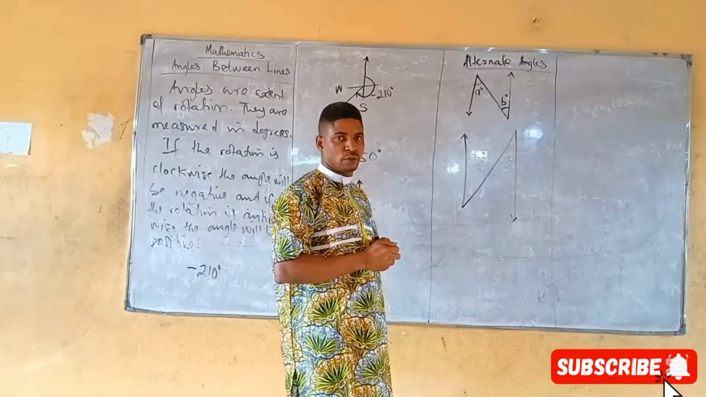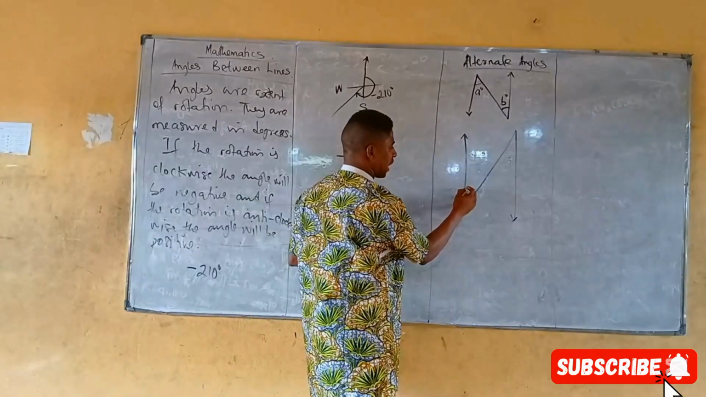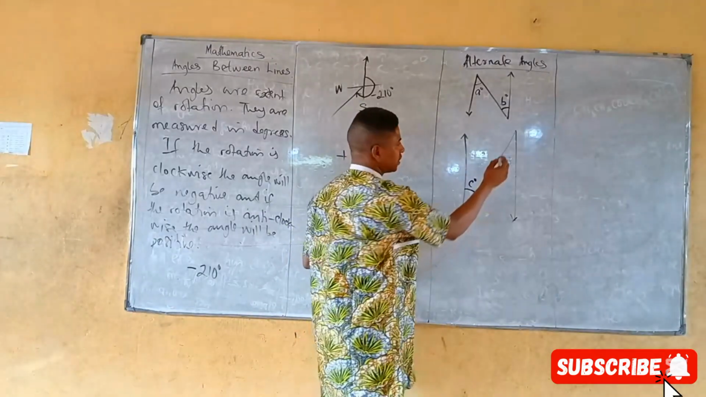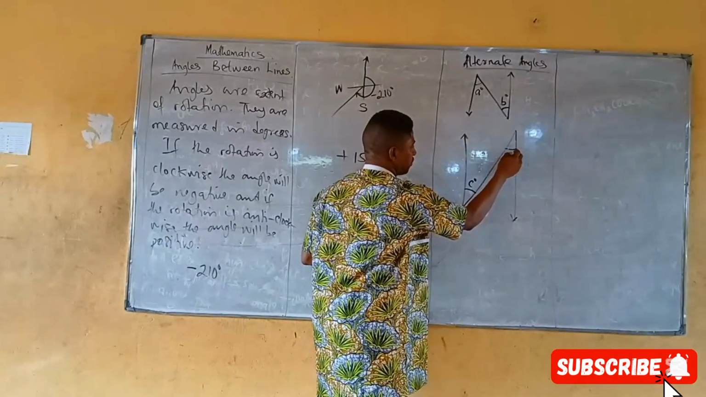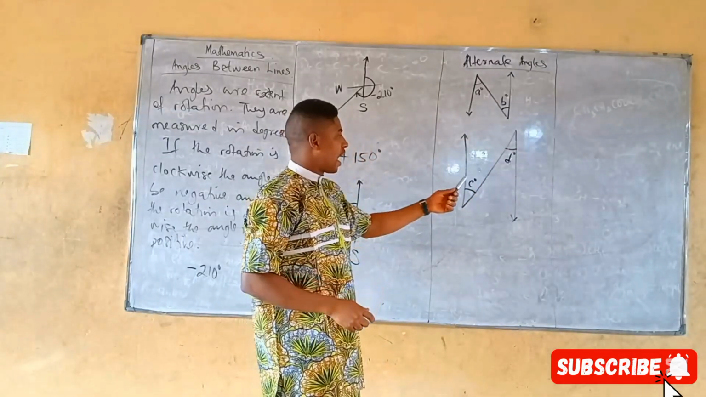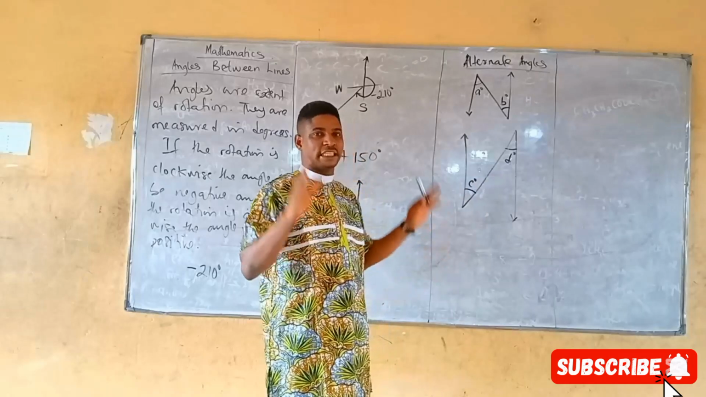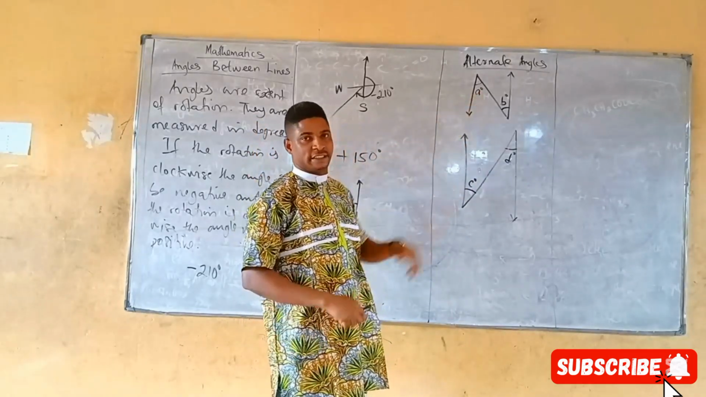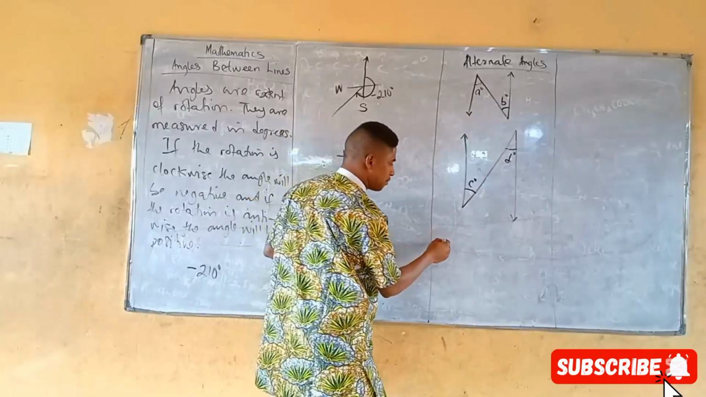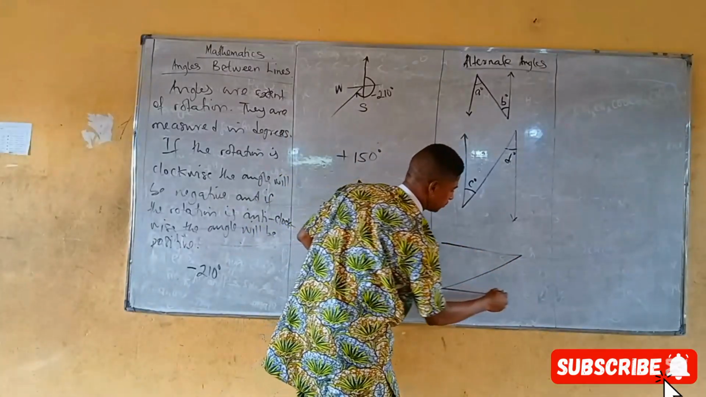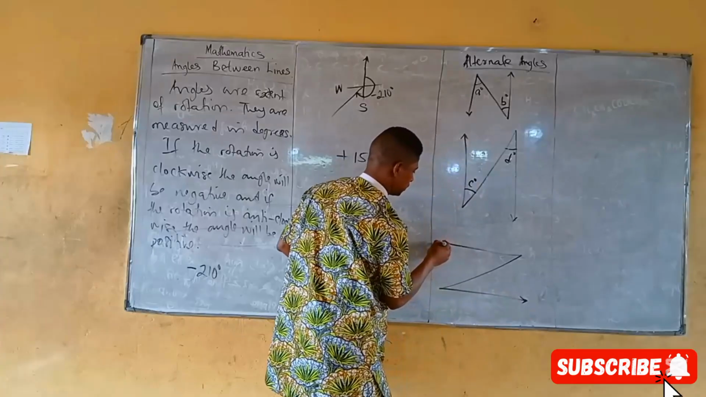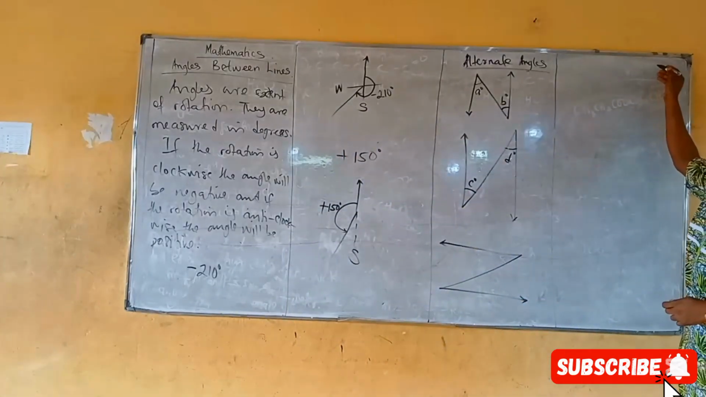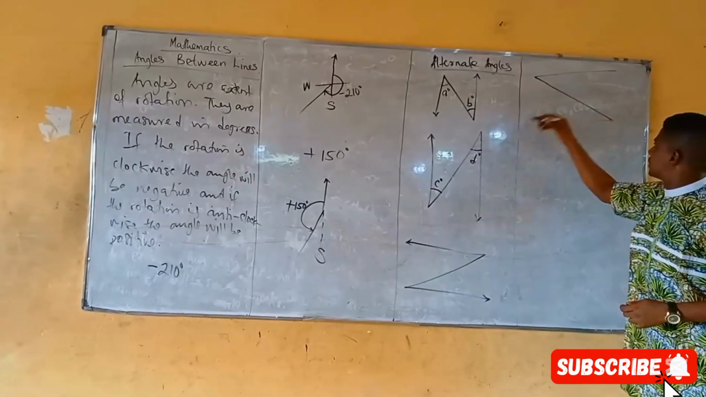Alternate angles are usually equal. The same applies to this line. This angle, say for example C degrees, and this angle, say for example D degrees, are alternate angles and they are equal. Why? They are angles found in the mathematical N. You can also find them in mathematical Z. This is mathematical Z. This is also mathematical Z.